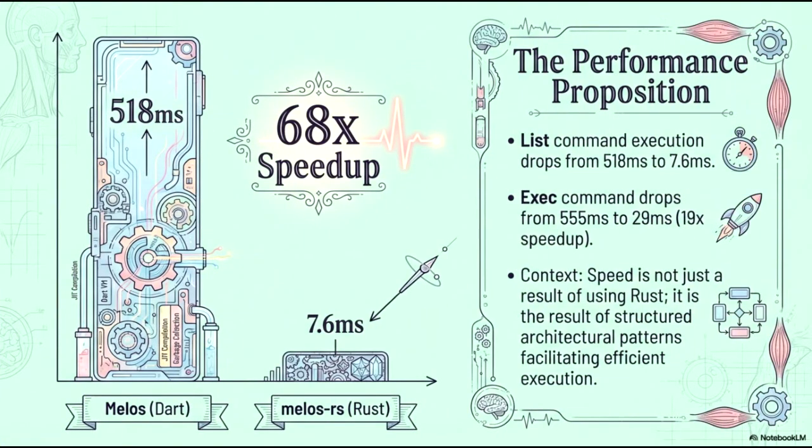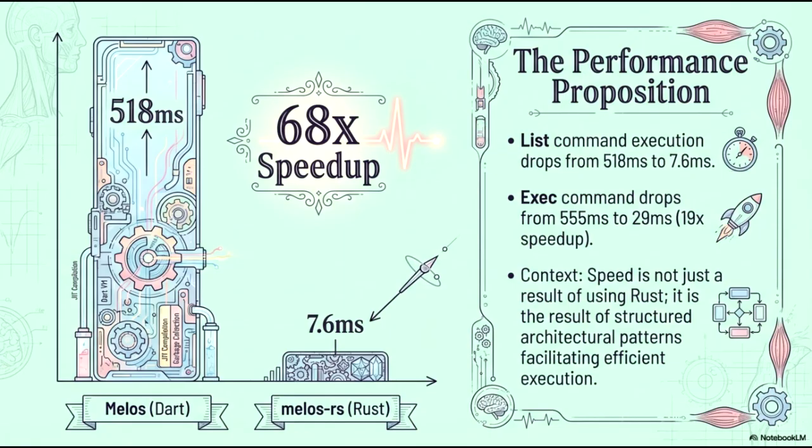Let's examine the performance proposition of melos-rs compared to its Dart-based predecessor. The metrics clearly illustrate a monumental shift in efficiency. For instance, execution time for the list command drops from 518 milliseconds to a mere 7.6 milliseconds. This represents an incredible 68x speedup. Furthermore, the exec command execution time is reduced from 555 milliseconds to 29 milliseconds, a 19x improvement.